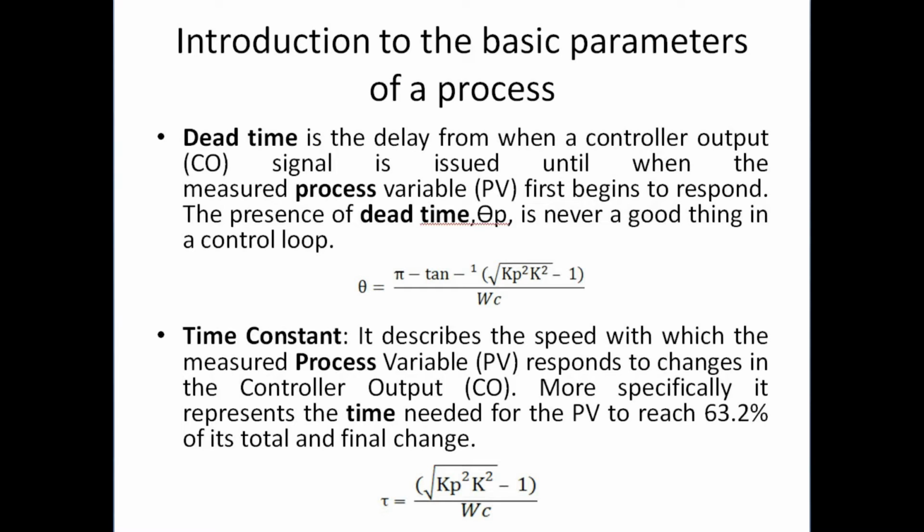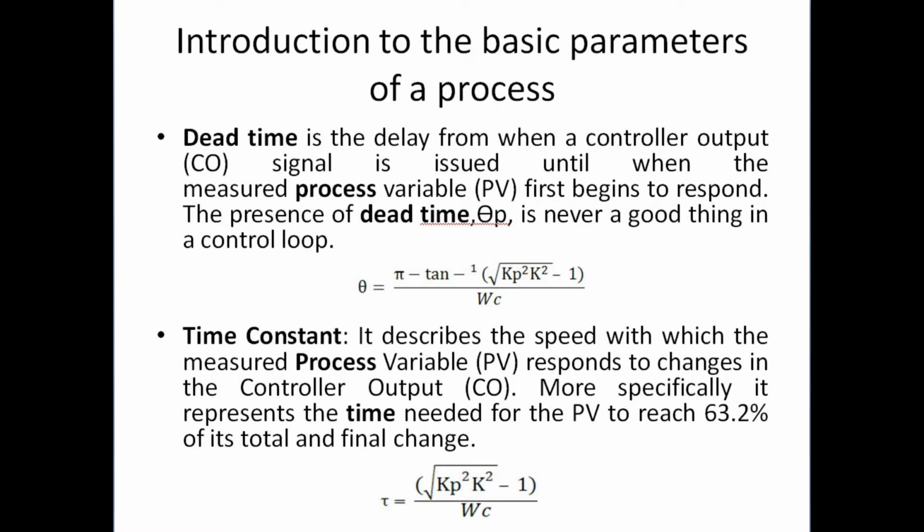So next is the time constant, that is tau. Time constant describes the speed of the process variable to respond, right? Or else we can define it as the time needed for a process variable to reach 63.2% of its final value. So the final value of the process variable, at what value it is going to settle down, the time it takes to reach 63.2% of that final value is nothing but the time constant, which is denoted by tau.